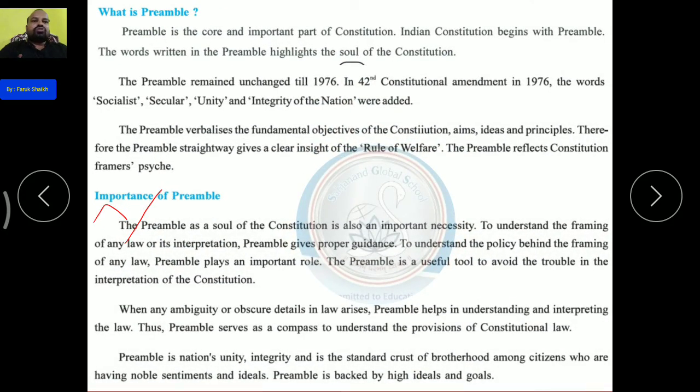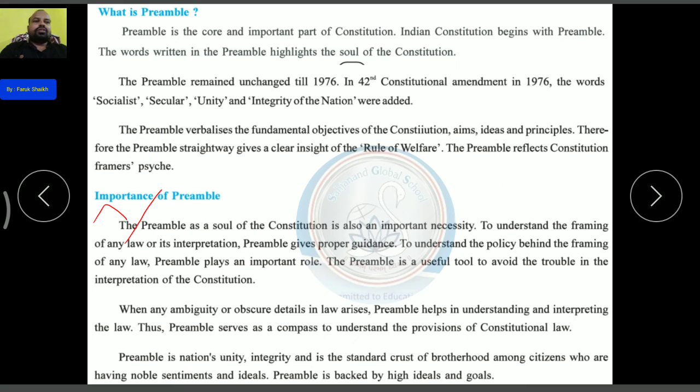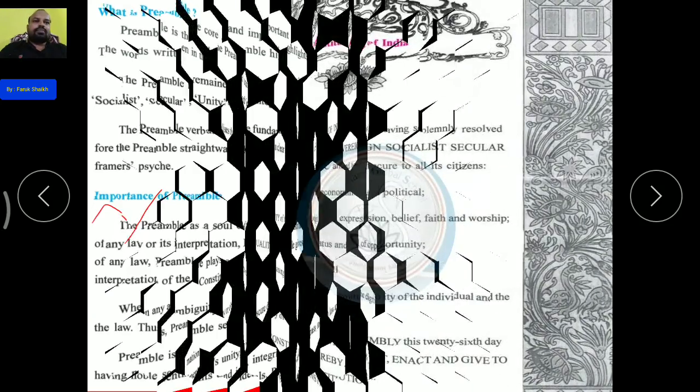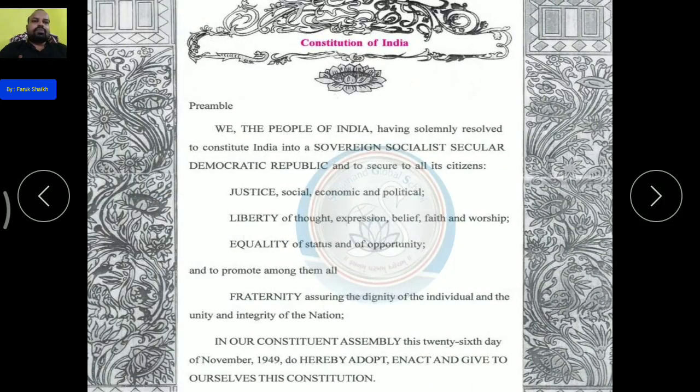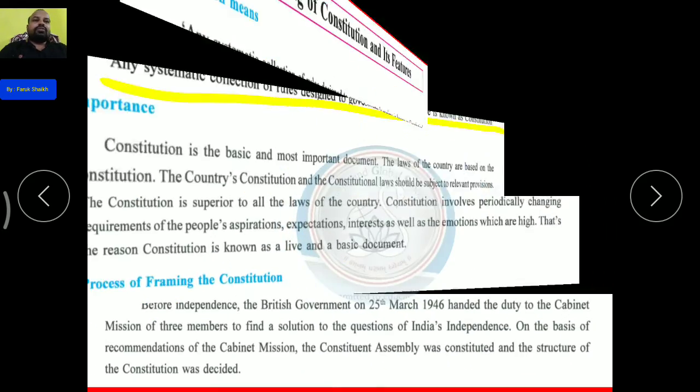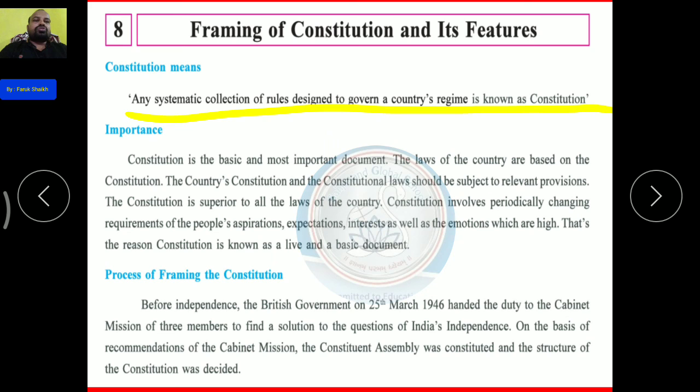And the importance of the preamble. Till here you can write. So this is the question first answer. And also you have to learn by heart the framing of the constitution, the process of framing of the constitution. This is the short note. And also this definition.